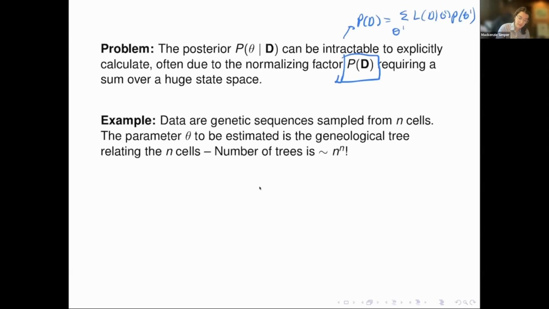So for example, in the example I mentioned before, where we had genealogical trees, if our data is like genetic sequences from n cells, the parameter theta is actually the tree itself. So we want to think about what's the most likely tree that would give this genetic data. Well, that's a huge state space. The number of trees in that example is like n to the n. So if you have a lot of data, it's a huge possible state space to sum over. And it's going to be a big problem to explicitly calculate a formula.